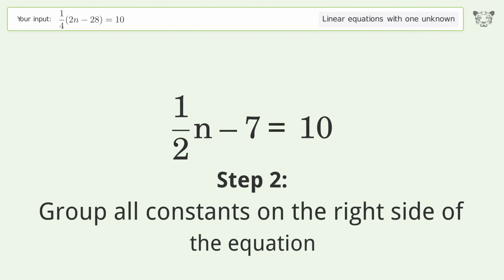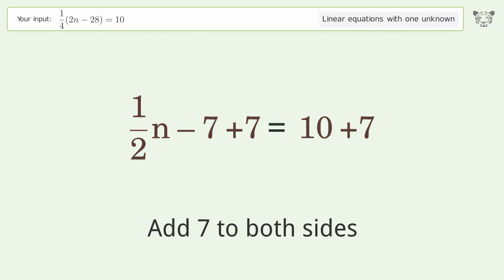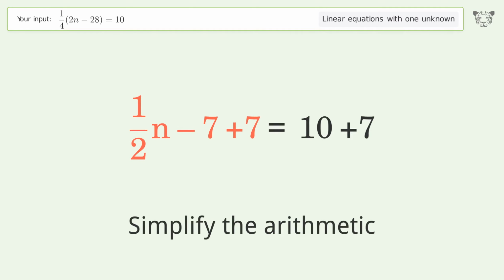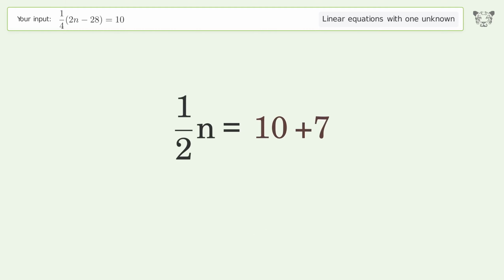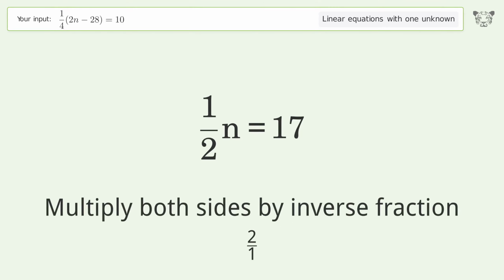Group all constants on the right side of the equation. Add 7 to both sides. Simplify the arithmetic. Isolate the n. Multiply both sides by inverse fraction 2 over 1.